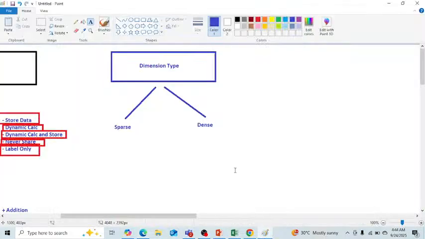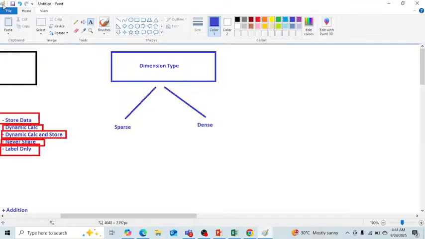Here we have just discussed the dimension types, that is sparse and dense. We will understand again what sparse and dense dimensions are accurately. Under a dense dimension, it has many members with data values. Think of a period or account dimension as space storage data blocks based on the intersection of the dense dimension.